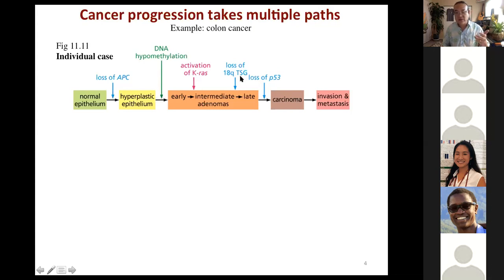So a mutation that relieves this particular tumor suppressor gene on chromosome 18q. And importantly, the big one is eventually loss of p53.